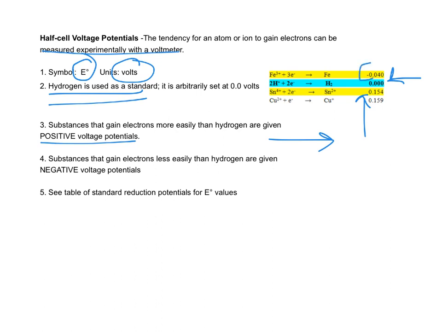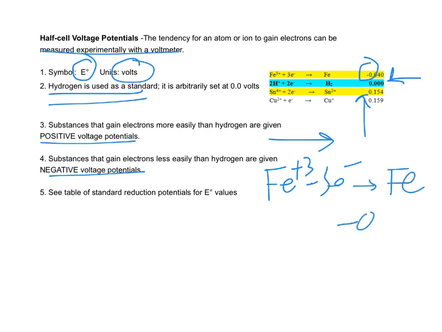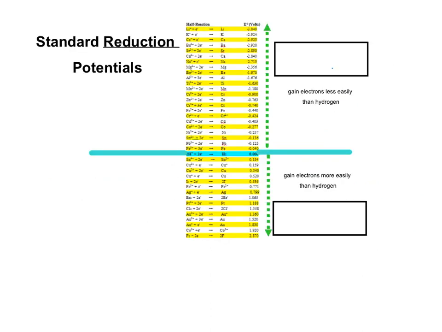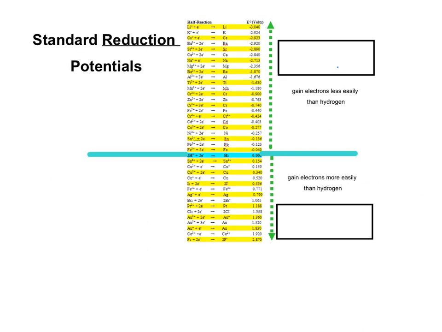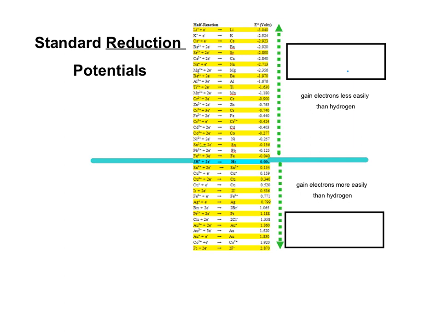If you see a negative voltage sign, then that means it typically doesn't like to do that direction. So like here you have iron plus 3 being reduced to iron and there's a negative voltage associated with it, this won't happen easily. So negative signs mean they don't really prefer that direction. So everybody should have this list, and you would be given this on a test as well. It's mainly knowing how to read it.